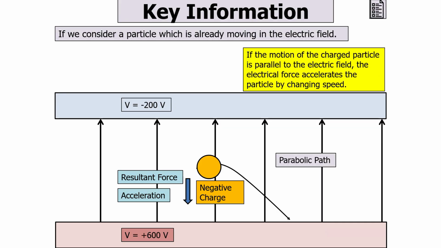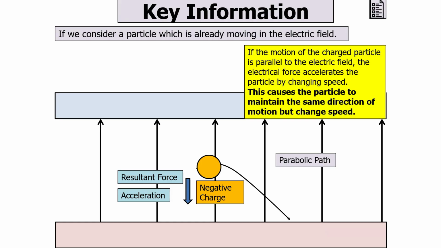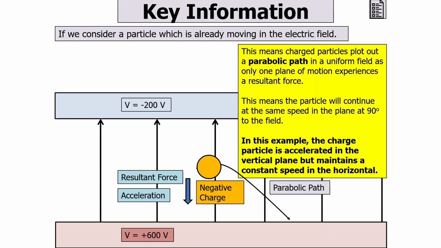As we mentioned before, if the motion of the charged particle is parallel to the electrical field, the electrical force will accelerate the particle by changing speed. This will cause the particle to maintain the same direction of motion but change speed. So what we know is that a charged particle will be accelerated in the vertical plane but maintain a constant speed in the horizontal plane.